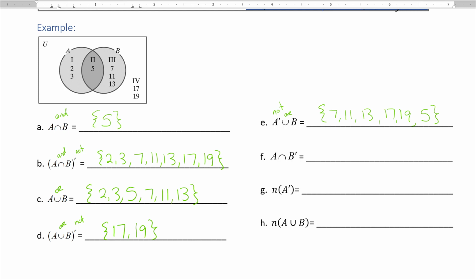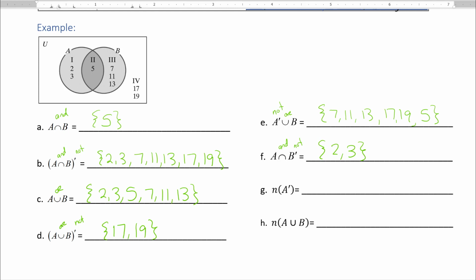All right, A intersect B prime. Intersection means and, and prime means not B. So it has to be in A, and it can't be in B. So what section is in A, but not in B? Well, elements 2 and 3 are in A, but also at the same time are not in B. We can't include 5 because 5 doesn't belong in B prime. 5 belongs inside of B.